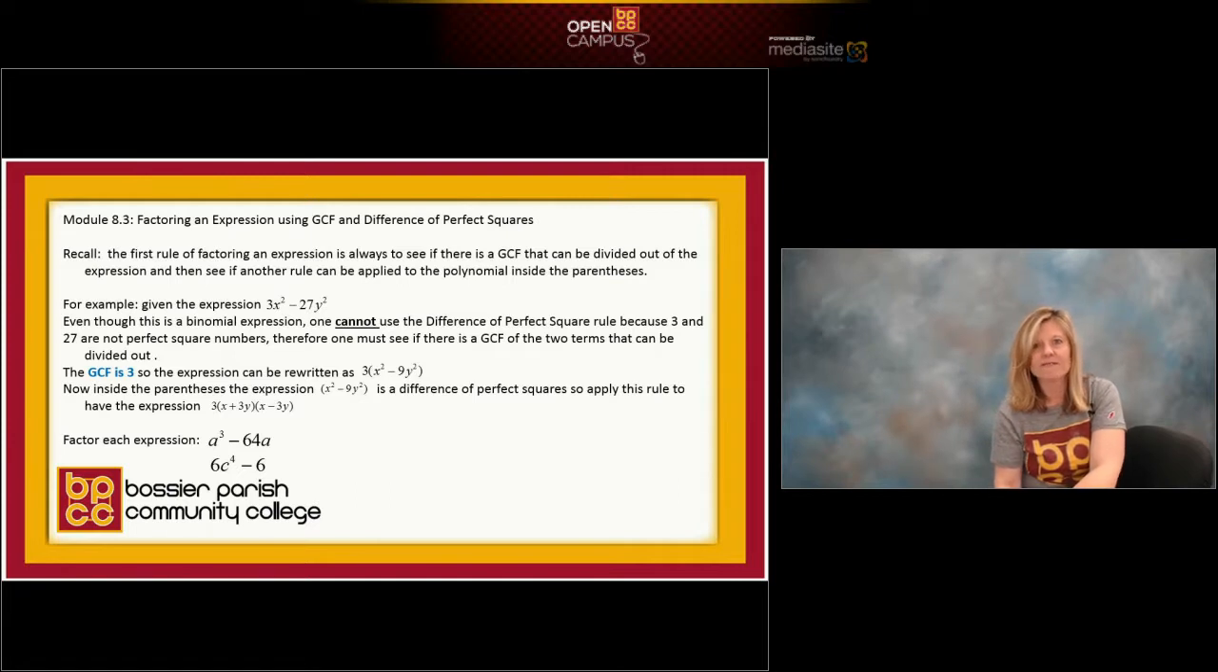Now, when you write the final answer in factored form, do not forget about the 3, the GCF you pulled out in the beginning. You write the GCF first. You do not write x squared minus 9y squared. You broke that parenthesis down to be x plus 3y and x minus 3y. So your final expression factored should be 3, x plus 3y, x minus 3y. Check yourself. If you multiply that all back out, you should get back to your original expression. All right, let's go to the whiteboard and try a couple of more.